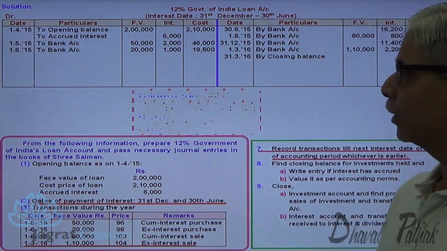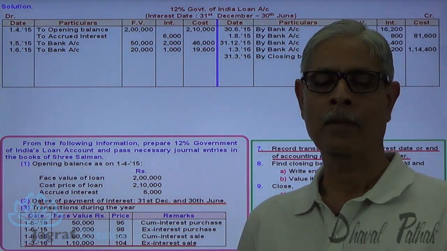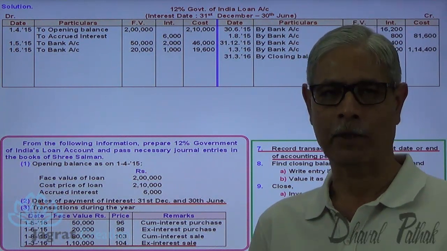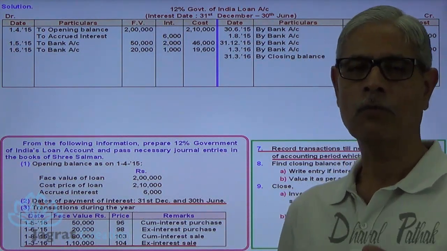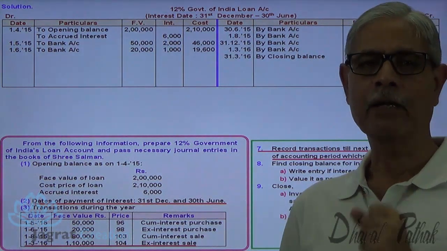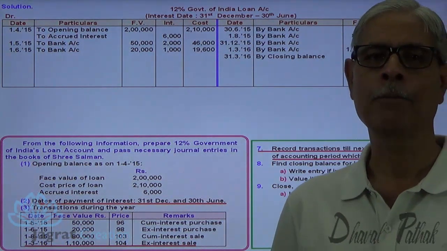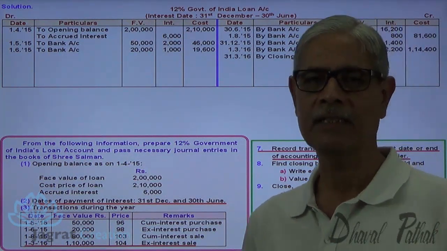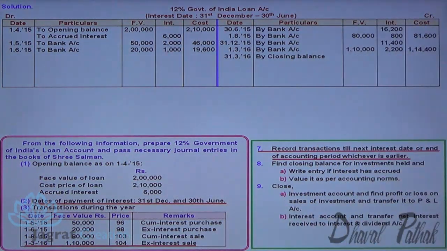Now, after recording all these things, I should strike the closing balance. I should write the adjustment entry for accrued interest. I should also find out the profit or loss on sale of investment and the amount of interest income to be transferred to interest and dividend account. All these things now I am required to find out and record.